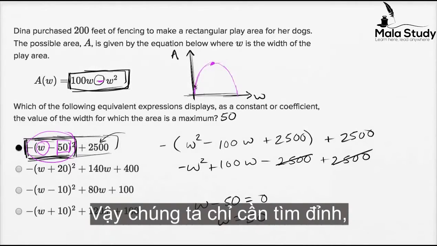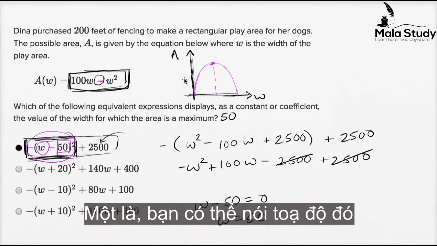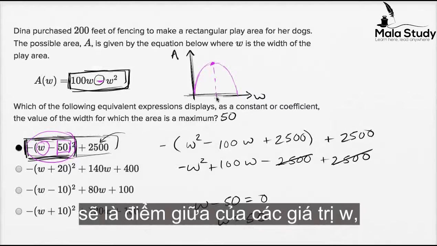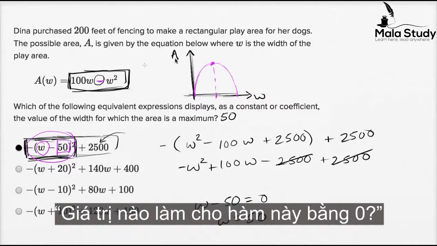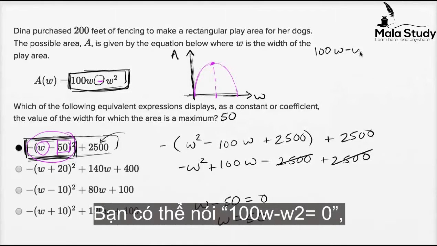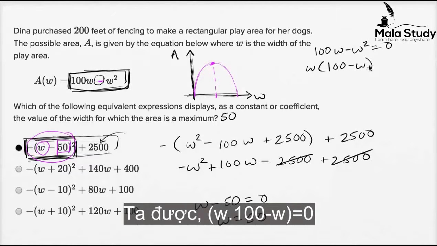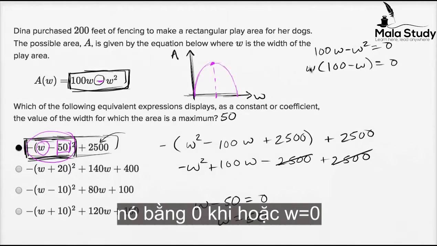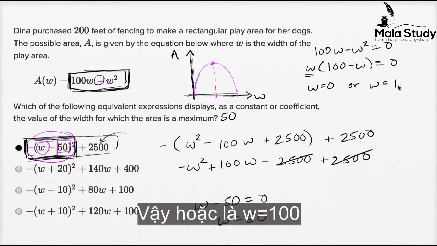And so we just need to find the W coordinate of the vertex there. And there's a couple of ways that you can find the W coordinate of the vertex. One, you could say that coordinate is going to be halfway in between the W values that make our function equal to 0. And so we could say, well, what makes this thing equal to 0? 100w minus w squared is equal to 0. You could factor out a w. So w times 100 minus w is equal to 0. Well, this is going to be equal to 0 when either w is equal to 0 or 100 minus w is equal to 0, so w is equal to 100.